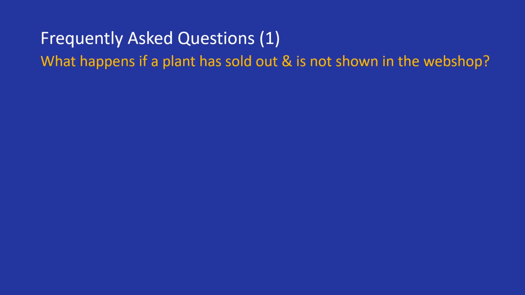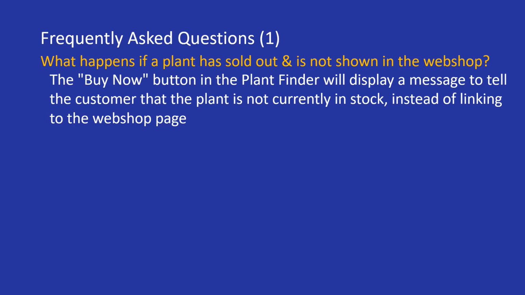Before we finish, I'll answer some frequently asked questions. What happens if a plant has sold out and is not shown in the webshop? The Buy Now button in the Plant Finder will display a message when the user clicks on it to tell them that the plant is not currently in stock, instead of going to the webshop page.